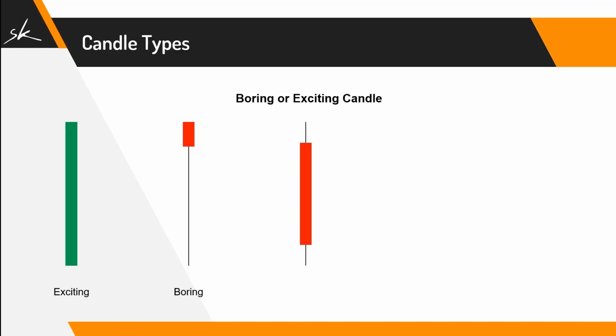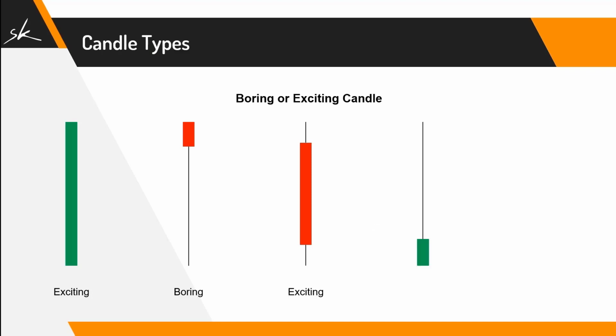Let's again take the body range of this candle, which is from the open to the close, and then we will take the range of the candle, which is from the high to the low. Now we will take 50% of the candle range and compare the body range with it. Since it is more than 50%, we will call it an exciting candle.